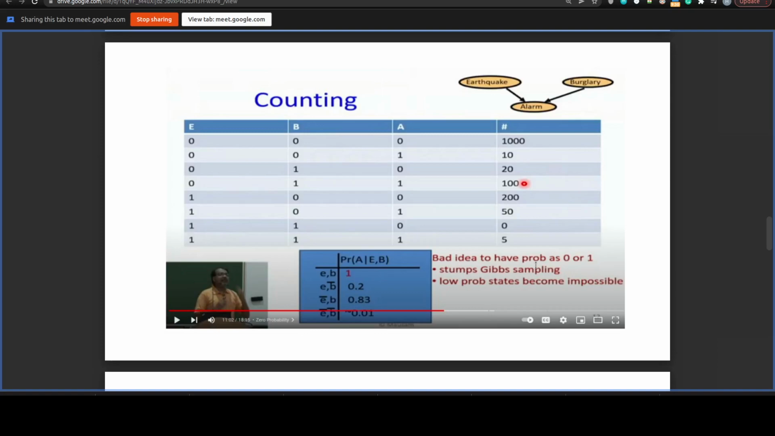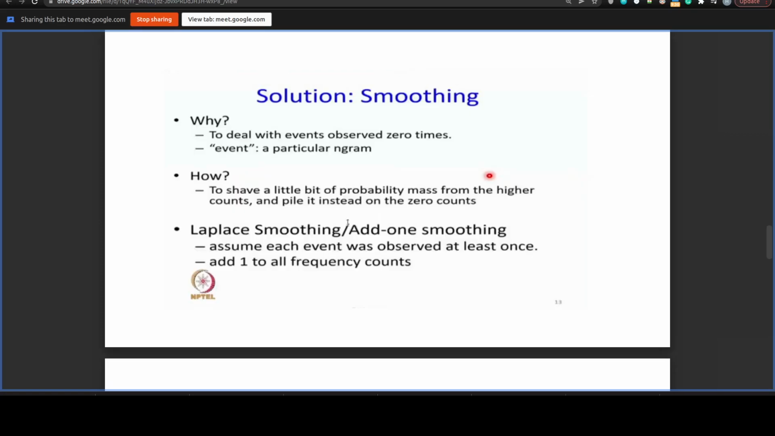So what can be the solution for improving the probability of these rare events, right? The solution is smoothing. We want to deal with events observed 0 times, that is, that particular n-gram. How we can do this is we shave a little bit of probability mass from higher counts and pile it onto the 0 counts for the rare events. We can use something called Laplace smoothing or add-one smoothing, which assumes each event was observed at least once and adds one to all the frequency counts, right.